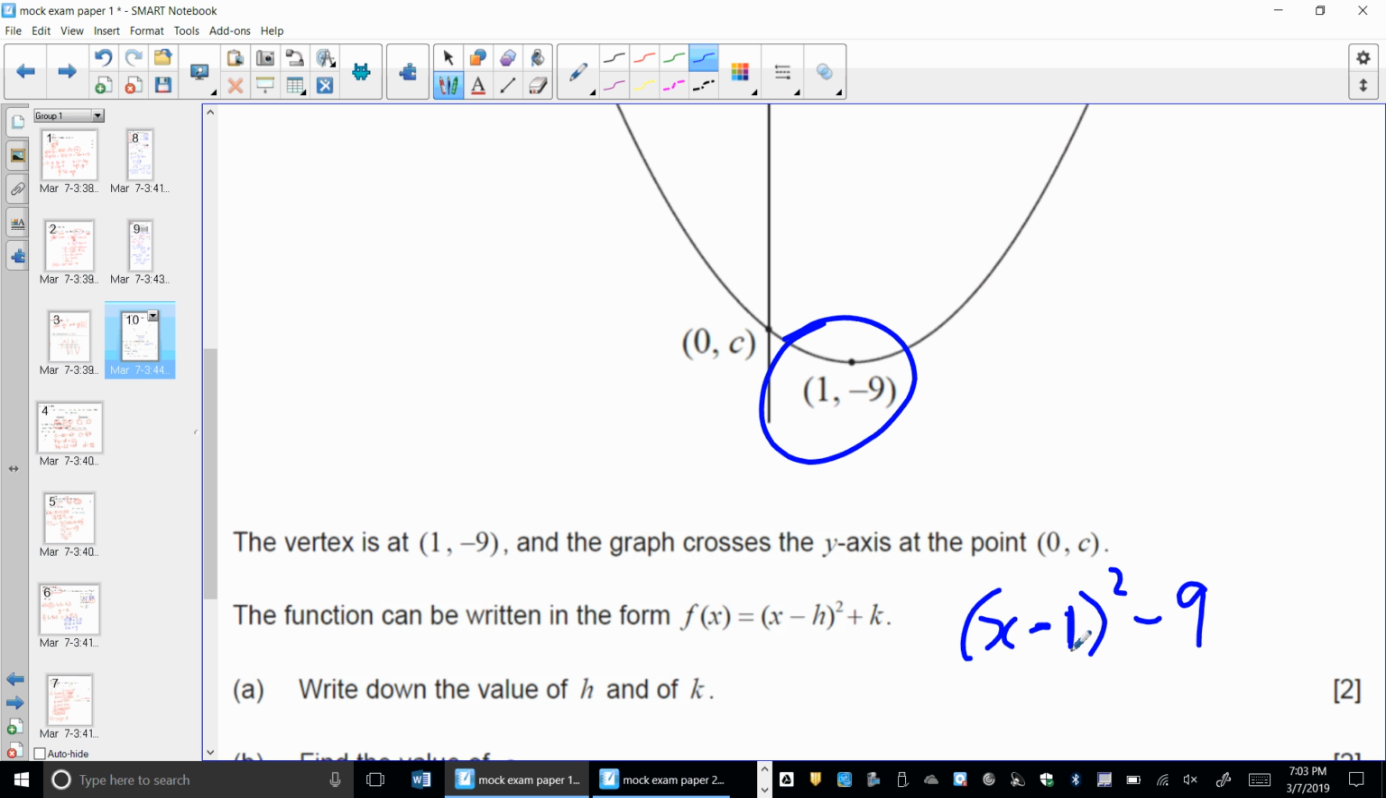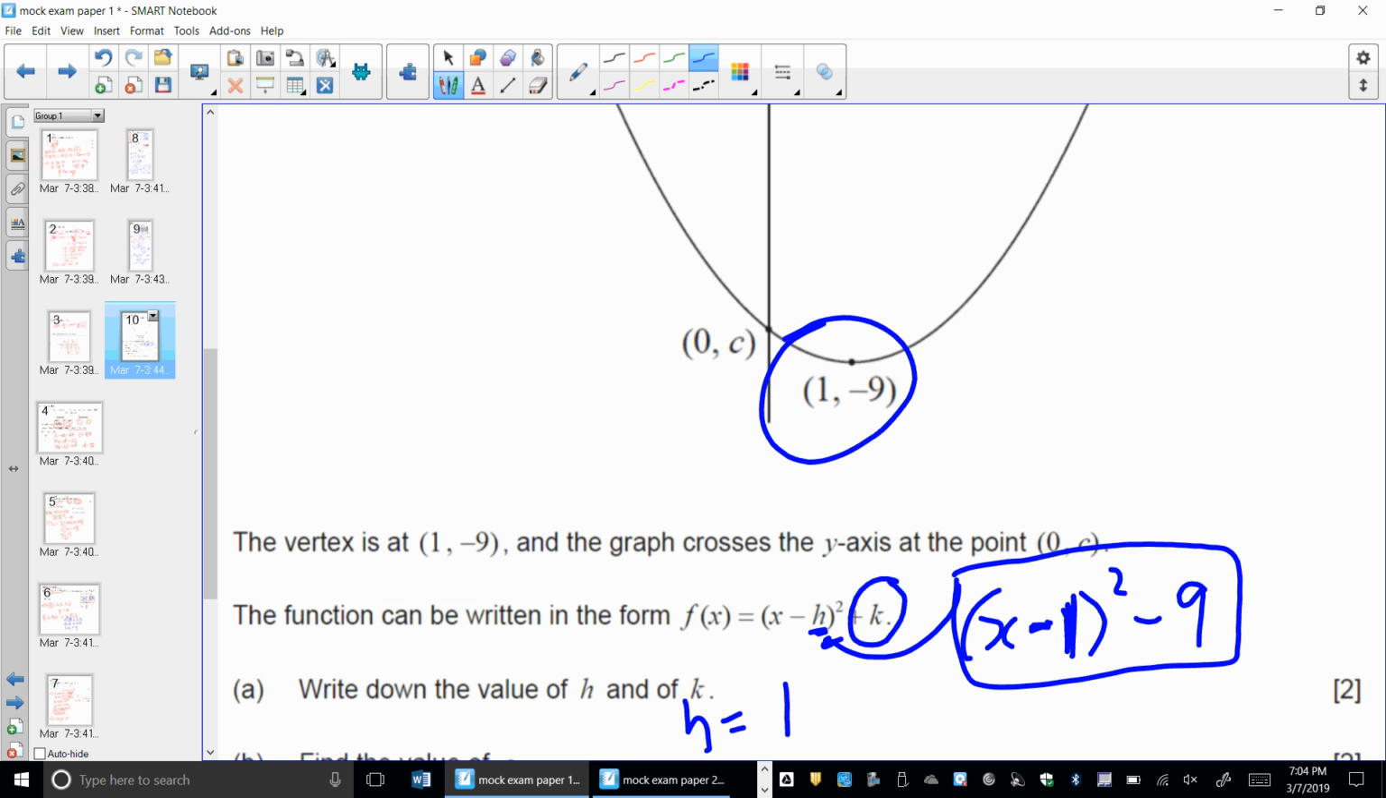Right, so having established that's the equation, let's now compare it to this, because this is where lots of people make mistakes. So it's x minus h. We've got a minus here already, which means that this value here is the value of h. So h is 1. H is not negative 1. Okay? And then k is this value here. Well, this is negative 9. That was plus k. So then k is negative 9.